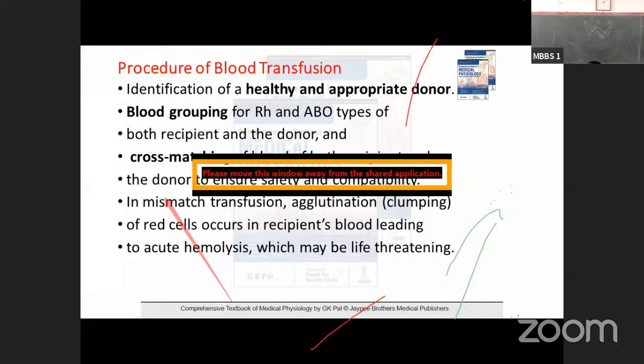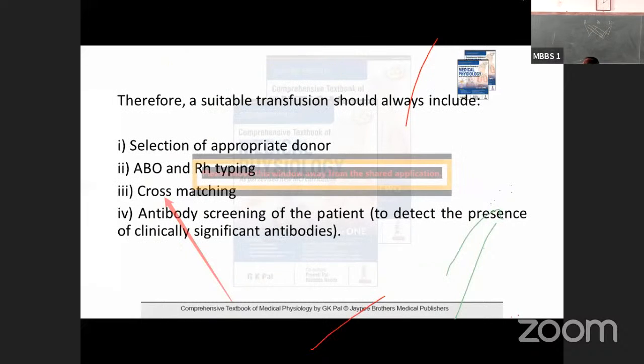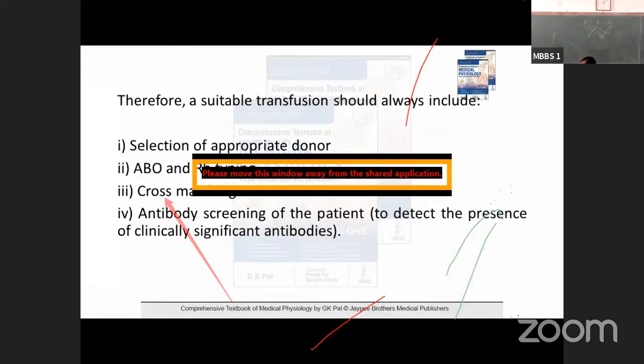In mismatched blood transfusion, there may be chances of agglutination or clumping. It occurs in the recipient's blood, and it causes acute hemolysis, which may be life-threatening to the recipient. Therefore, a suitable transfusion should always include selection of an appropriate donor, ABO and Rh typing, cross-matching, and antibody screening of the patient to detect the presence of any significant antibodies.